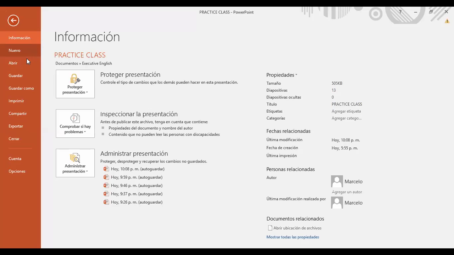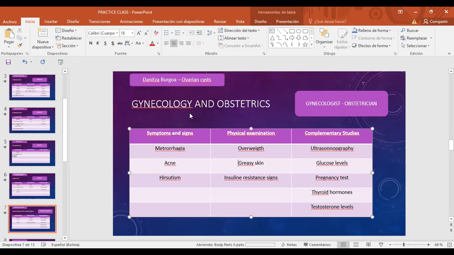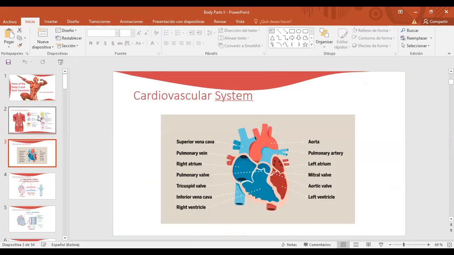Okay, I'm going to open the other document. Do you see the slides? Parts of the body and their functions? Yes, I see. Okay, I'm going to share. Now, can you see it? Parts of the body and their functions? Yes. Okay, do you have any doubt about pronunciation here? Could you read this for me?